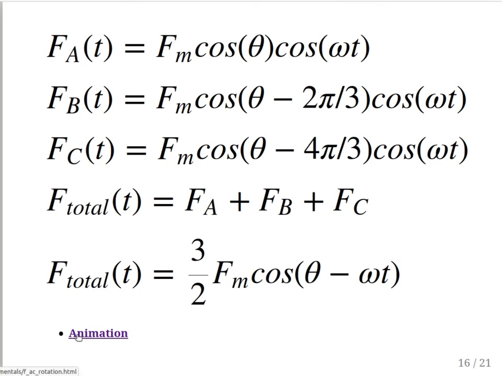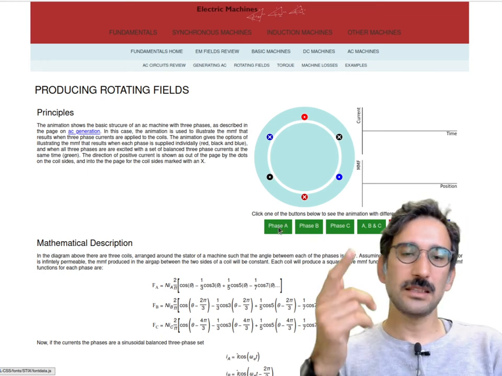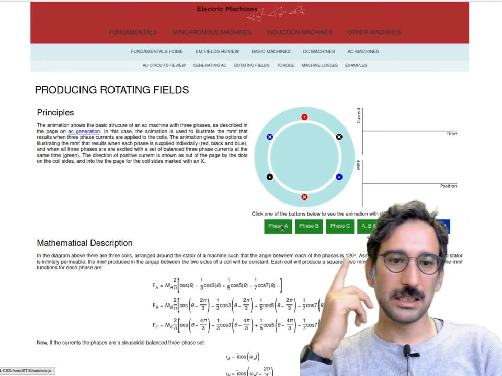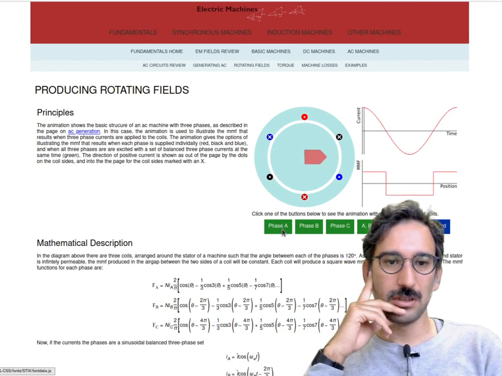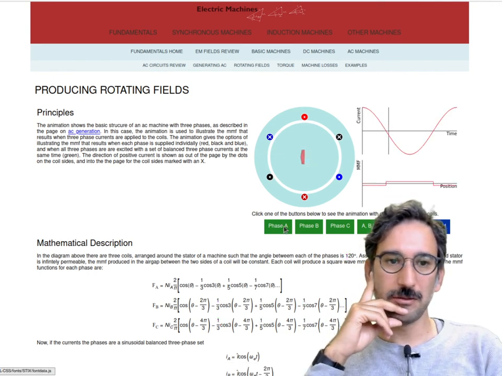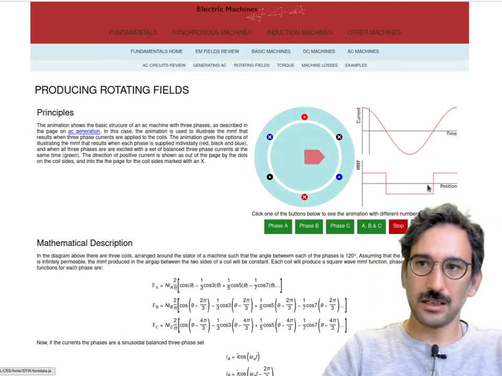Actually, you can see there are some animations here. So let's try to open it up, and you can play it yourself. This is not with the sinusoidal, but just a square wave, but it is still the same waveform. So if you have some phase A, it is going up and down like that.